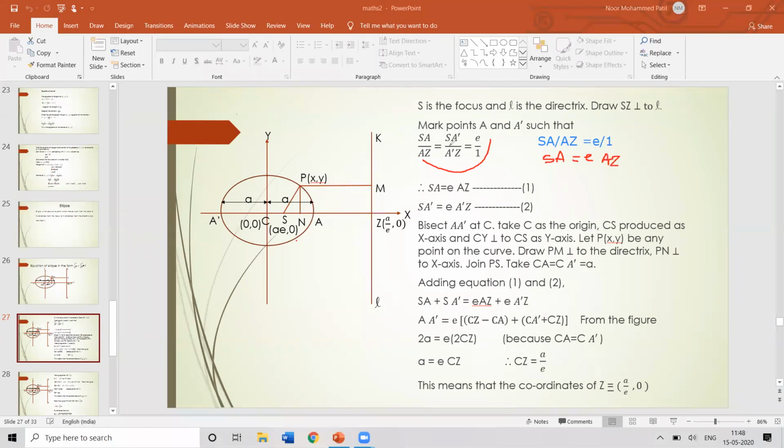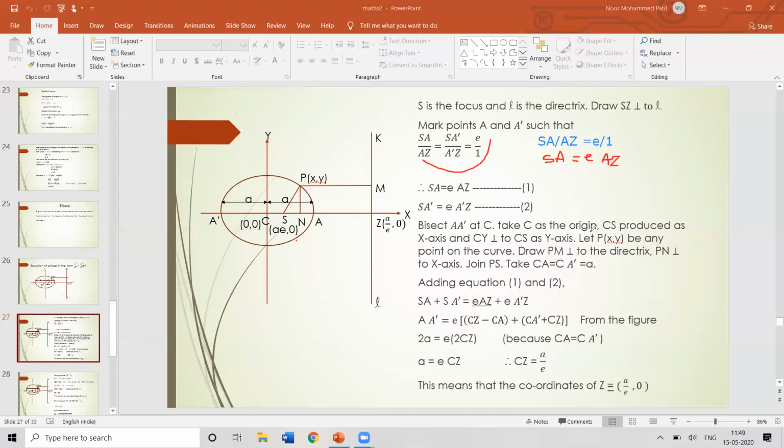Similarly, if I take the second ratio, SA dash divided by A dash Z, then SA dash is equal to E into A dash Z. Let us call this the first equation and this the second equation. Now we will bisect A dash at C. Bisect means we will divide. We are going to divide A dash at the center C, which is at the origin. Take C as the origin point.